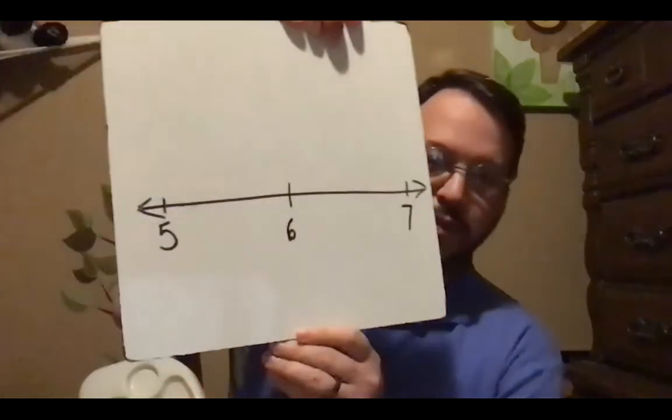When you draw a line plot, I'm going to start out by just drawing what looks like a number line. There's my number line. And I'm going to start right here. It's going to be 5. At the end is going to be 7. And about halfway between is going to be 6. There's my line plot.